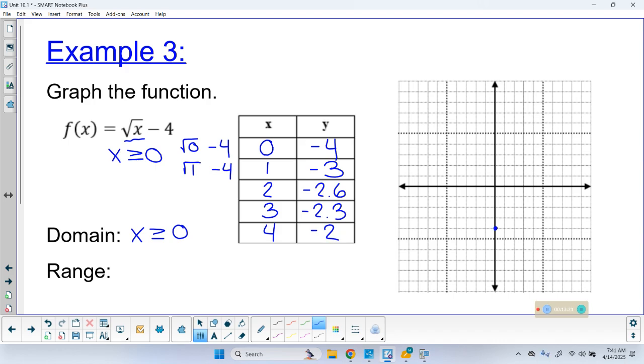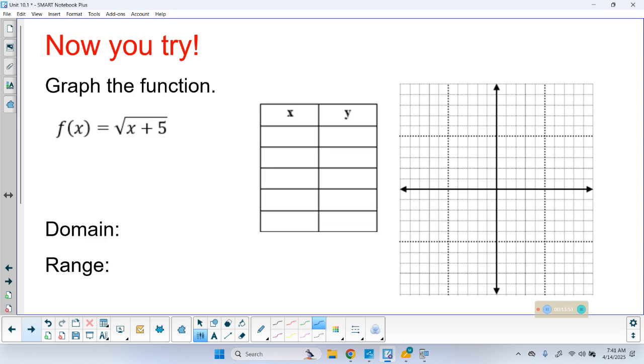0, negative 4; 1, negative 3; 2, negative 2.6; 3, negative 2.3; 4, negative 2. Start with the first point and follow that through. Create one arrow. For the range, the y value we begin with is negative 4, and our y values are increasing. So it's going to be y is greater than or equal to negative 4.